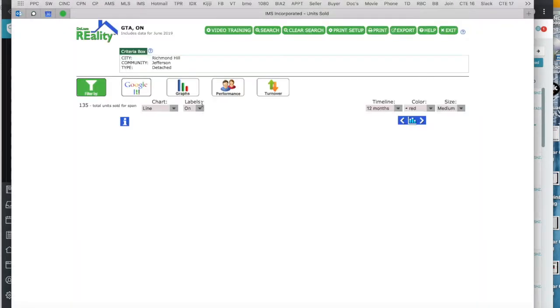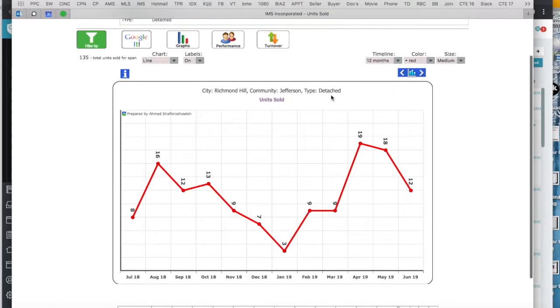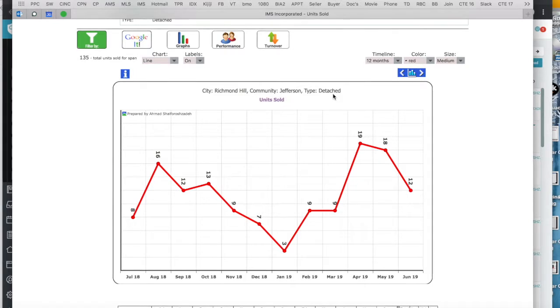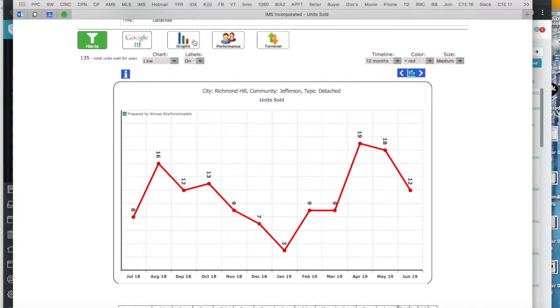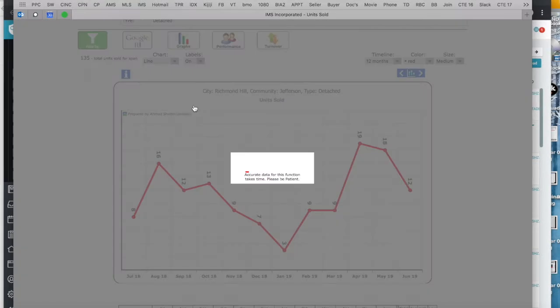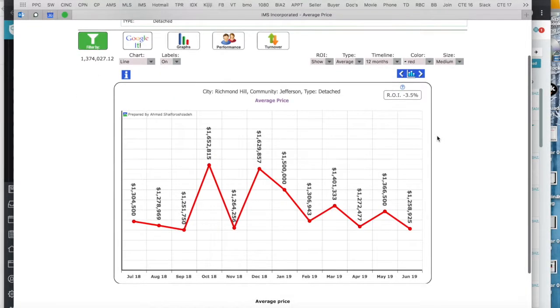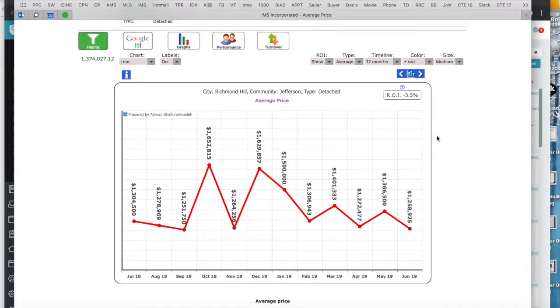And we're able to check out the units sold, and these are detached houses. So if you had a townhouse or a condo or a semi-detached, we're able to filter it out and look at exactly what your property is going to look like. And this one is a really good one. This is what probably most people are interested in, finding out what the average price is looking like.